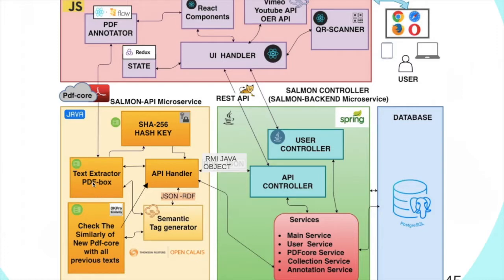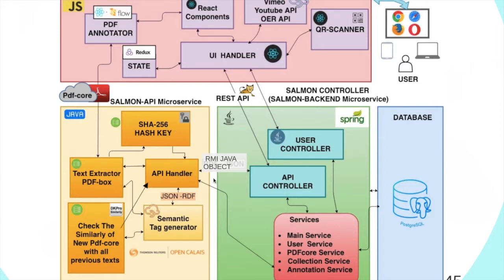At the same time, in the Salmon API microservice, we have the text extractor part. It's the PDFBox library from Java that we can use to extract specific parts. We can set, for example, that 3000 lines of this document should be extracted, and we can also extract the manual keywords set by the author with this library. Then from this part, we have the hash key module.